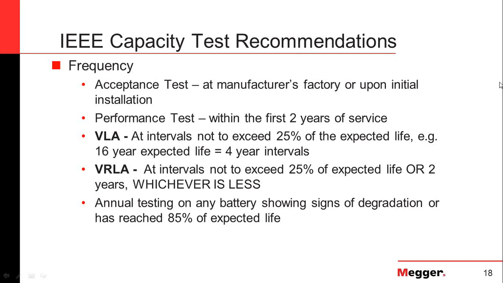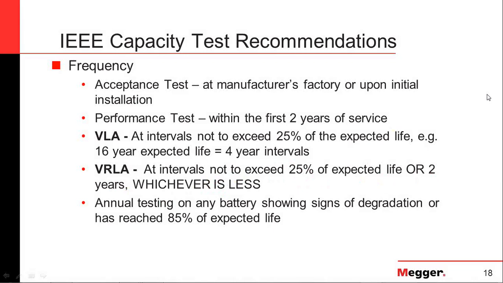So the interesting thing about this is that battery manufacturers might say that this is a 30-year battery, but you're not necessarily going to get 30 years of life out of it. So you have to take into consideration the amount of life you realistically expect to get out of it, which might be 20 years. So if I do 25% of that, then that's going to be every 5 years I'm going to be doing a test. So I gave an example here where if it's based on a 16-year life expectancy, I'm going to do every 4 years. Now for valve-regulated lead acid batteries, it's not to exceed 25% or 2 years, whichever is less.